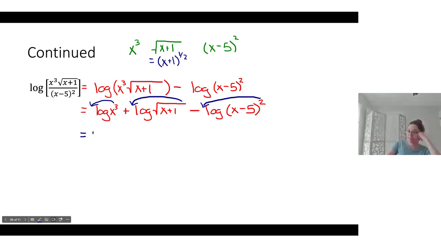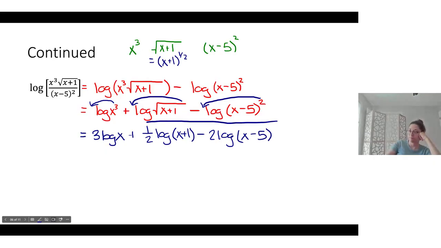So my last step is to write this as 3 log x plus 1/2 log of x plus 1 minus 2 log of x minus 5. So it's fully expanded with all of my exponents written as factors or as multiplication.